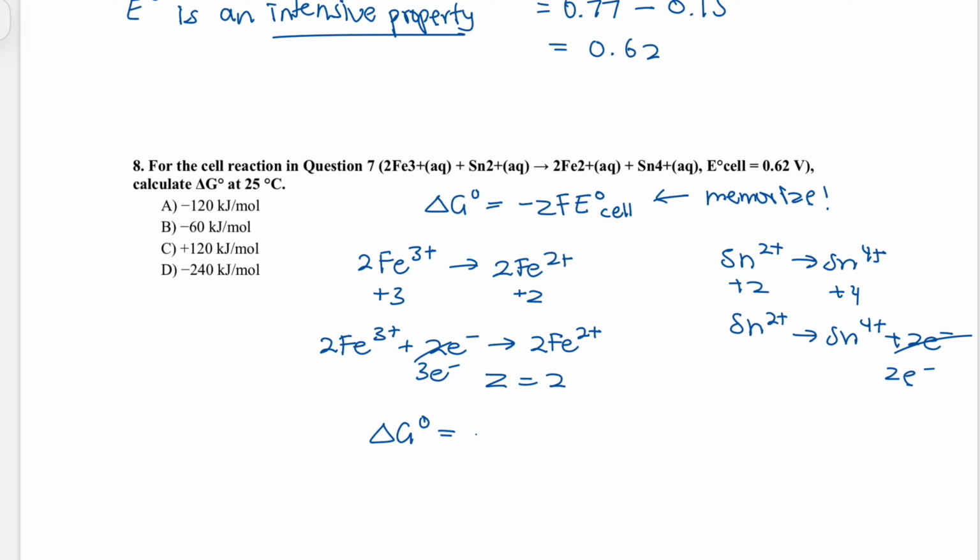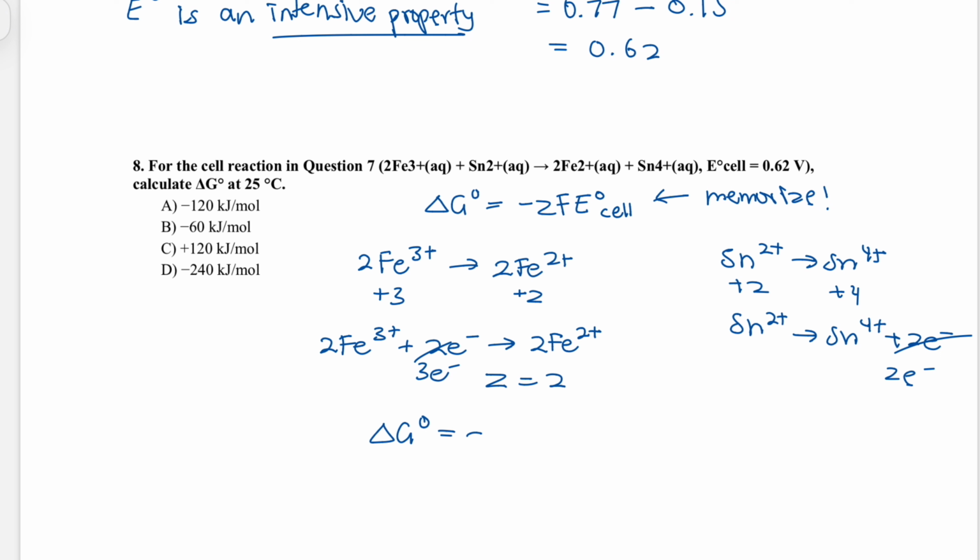And then now we just plug it into the equation. So 2 times the constant times E cell, which is given to us, or we found it in the last question. And then we will get negative 120 kilojoules per mole, which is option A.